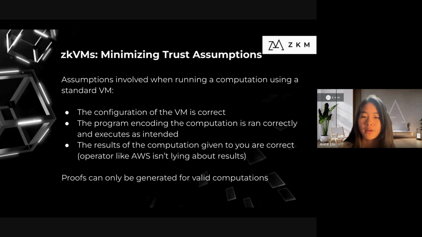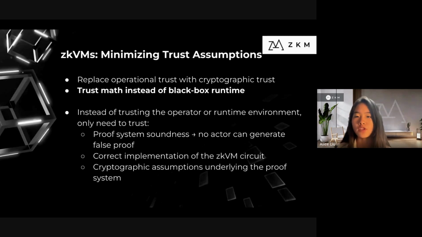But ZK VMs minimize some of these trust assumptions. So instead of trusting the operator, like for example AWS, or a runtime environment, you instead only need to trust the proof system hardness. So no actor can generate a false proof. You only need to trust the correct implementation of the ZK VM circuit.